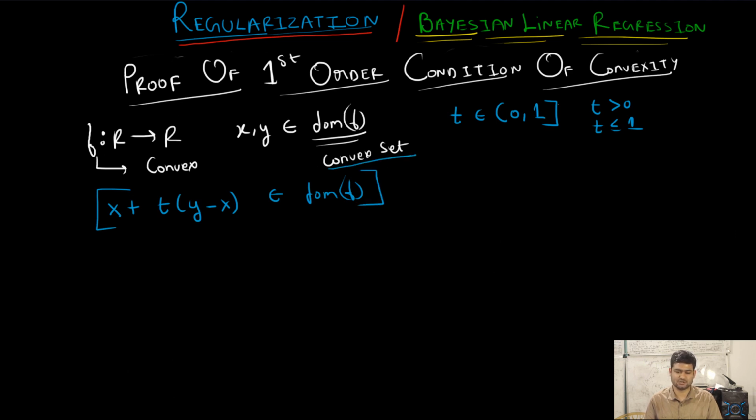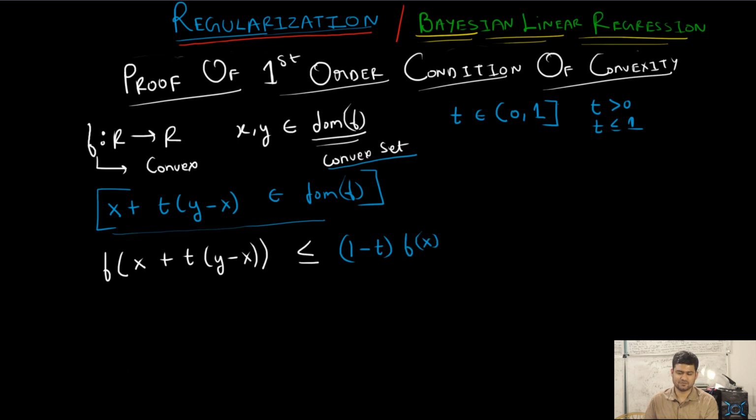Since the function f is convex, so is its domain, and this is the definition of the convexity of a set, which we have shown in the previous part. Now, since the function is convex, we can write that f of x plus t times y minus x is less than or equal to 1 minus t times f of x plus t times f of y. This is the very definition of a convex function. And here we have assumed that t is greater than 0, so we can divide both sides by t.